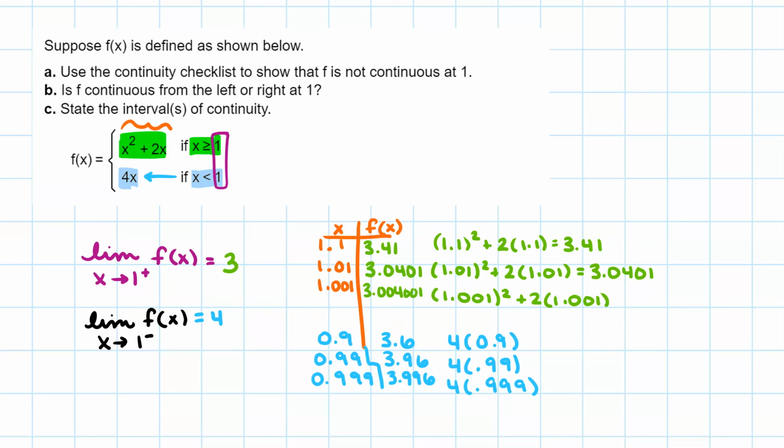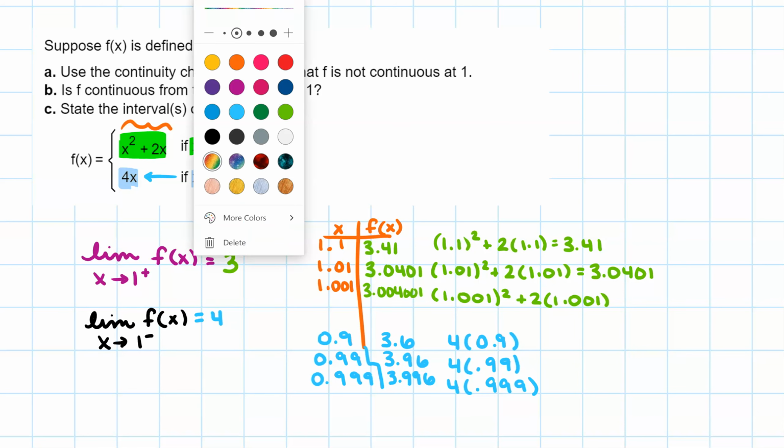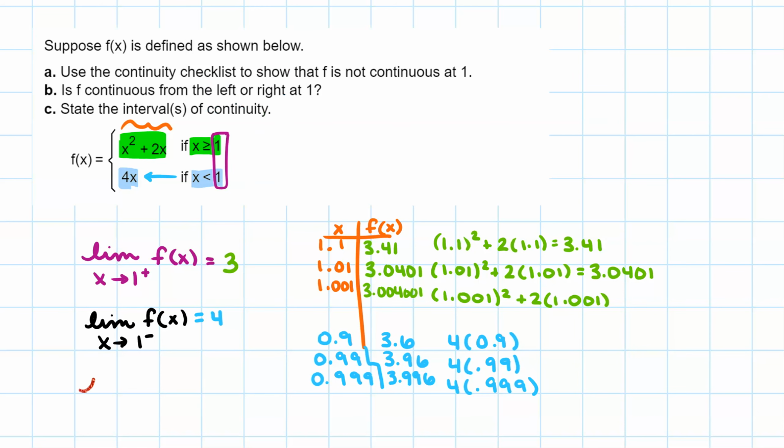Well, since the limit from the left does not equal the limit from the right, the limit at that value does not exist. So we can say that the limit of f of x as x goes to 1 in general does not exist. DNE, does not exist.